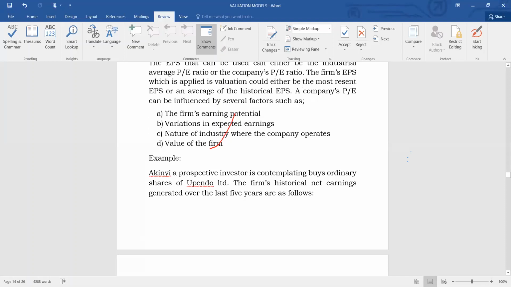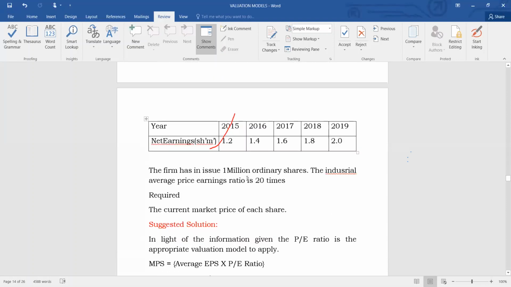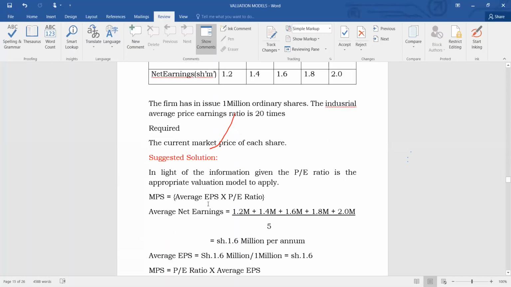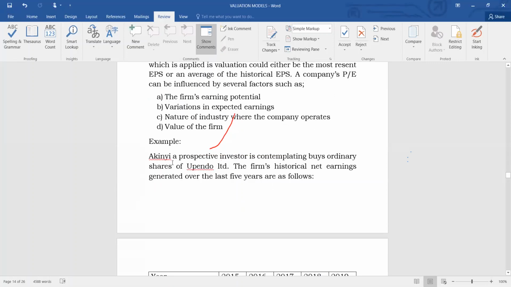Akinyi, a prospective investor. Am I being fair to Luos really? I should have used someone else now. Maybe Kamau. Am I being biased? I talked about Omondi, now I'm using Akinyi. Let's use Mweni now, to be fair.